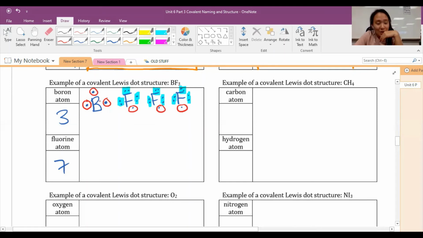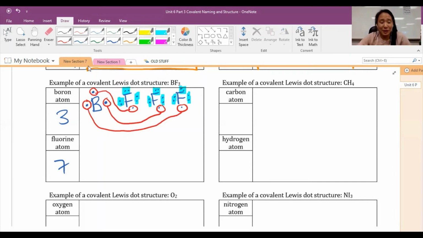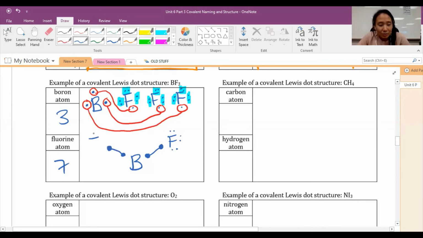So hopefully you were thinking, yes, this can be connected here, this can be connected here, and this can be connected here, right? So this looks really messy. So if I were to redraw it, that means that this boron is connected to a fluorine here. 1, 2, 3, 4, 5, 6, 7. This other boron is connected to a fluorine. 1, 2, 3, 4, 5, 6, and then 7, 8. And then this boron is connected to another fluorine. 1, 2, 3, 4, 5, 6, 7, 8, right? So that means everybody has 8.